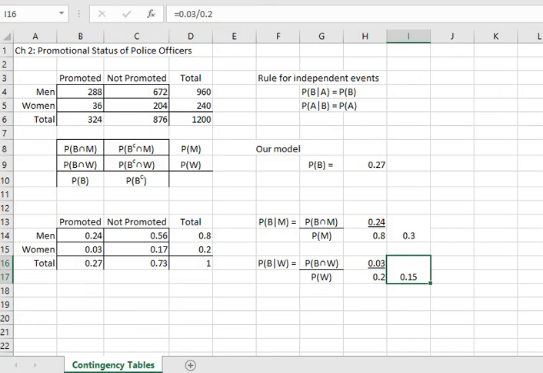three values are different. So the probability of being promoted, the probability of being promoted given a man, and the probability of being promoted given a woman are all different. Therefore, we can see that gender and promotion are dependent events because these values are not equal. Thus the argument brought forth by the female officers is justified. We can't in fact say that discrimination exists, but looking at the probabilities and the numbers, we can say that their argument is justified.